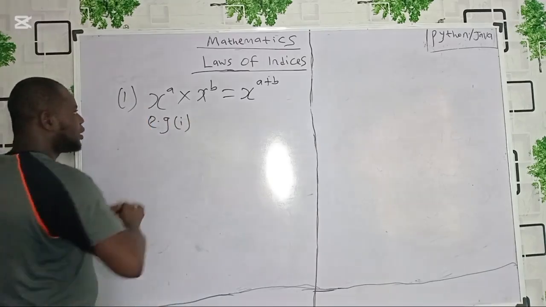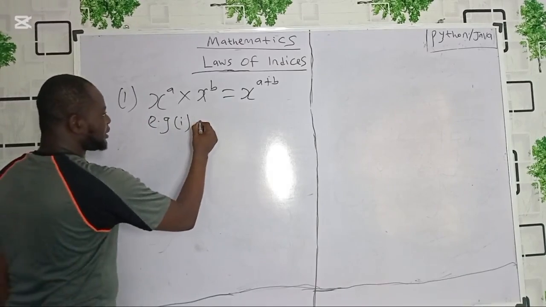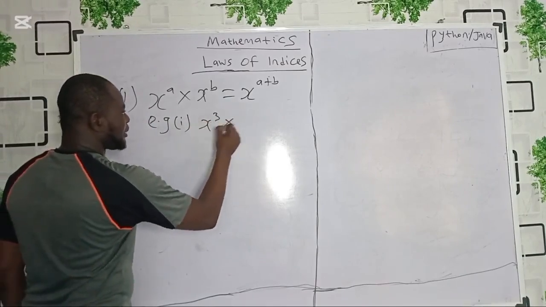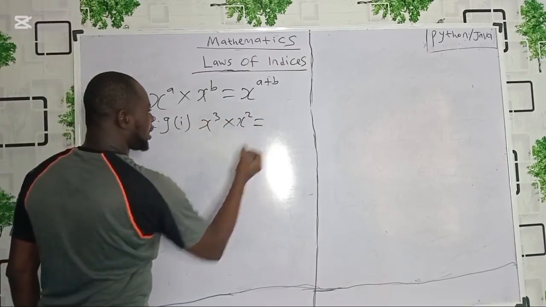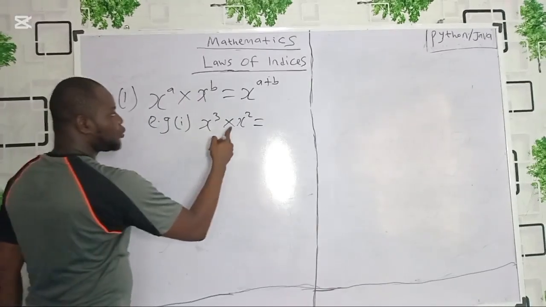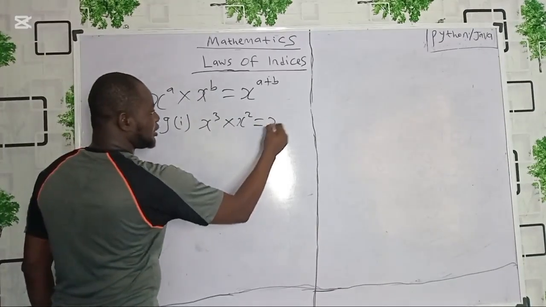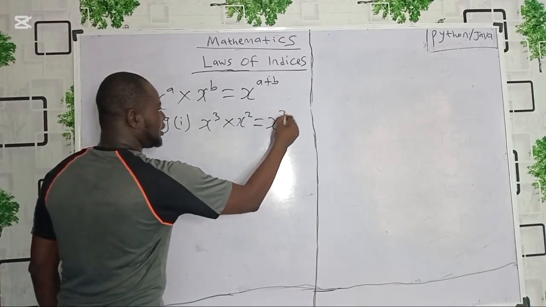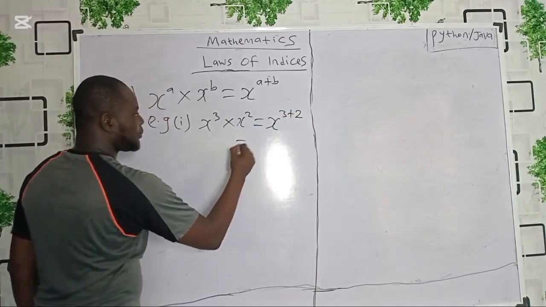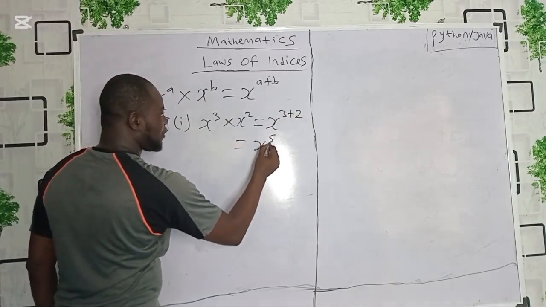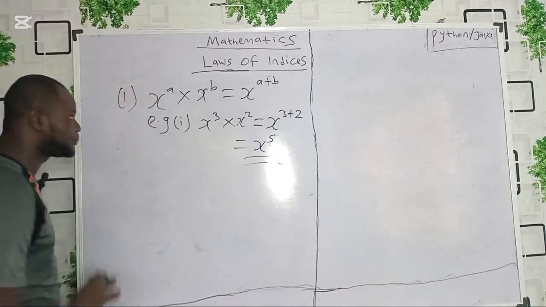So, now, let's say we have something like x raised to power 3 multiplied by x raised to power 2. By implementing this law, we pick one of the x, then we have the powers 3 plus 2. So it will now become x raised to power 5. That is the final simplification.